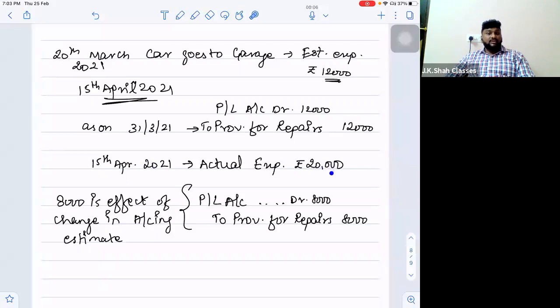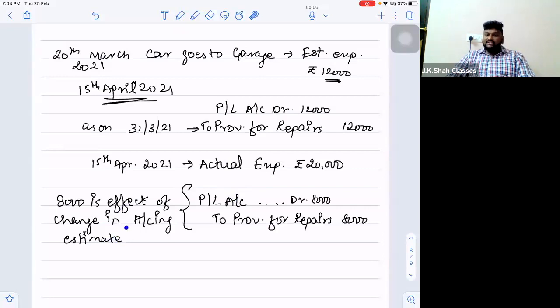So my estimation was wrong at this time. Now, estimation, I will not say it was wrong. It was calculated on the basis of that situation. But now the current situation says that your expense is 20,000. So you have to increase your provision by 8,000 rupees. And this increase in provision by 8,000 is called the effect of change in accounting estimate.